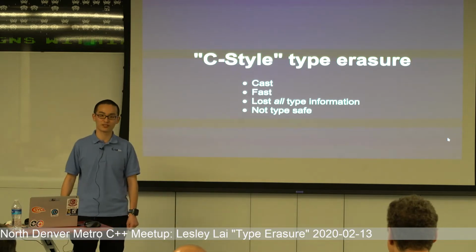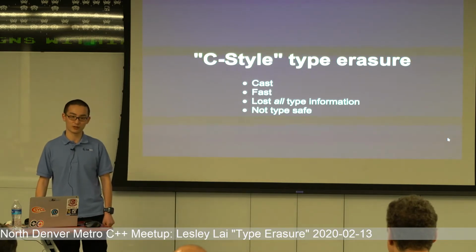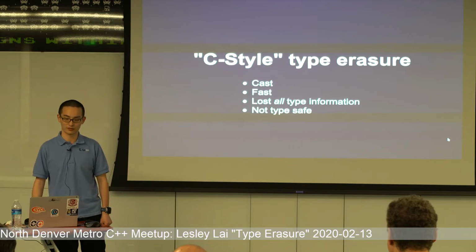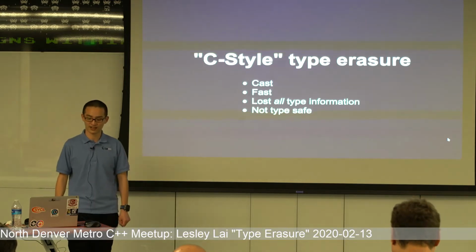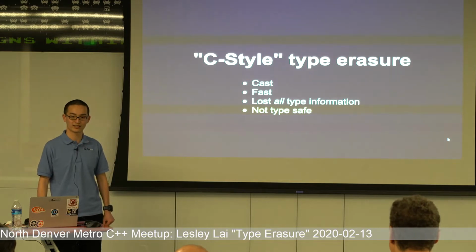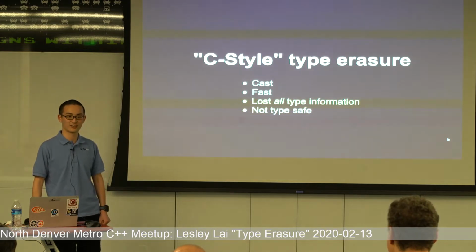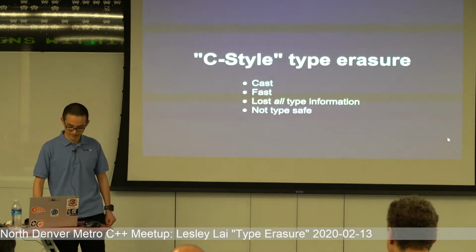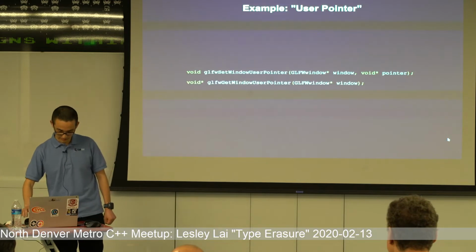So-called C-style type erasure is just a cast, so it's obviously very fast. You lose all the static type information by doing a cast. Basically, you enter this type-unsafe land, and the compiler can do whatever if you are doing stuff wrong. So it's not type safe.